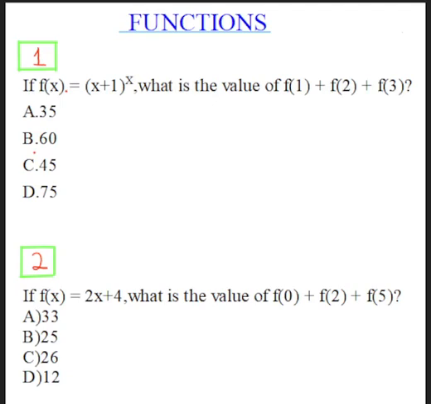Hi guys, in this video we'll look at these SAT functions. Okay, all right, let's look at the first one.